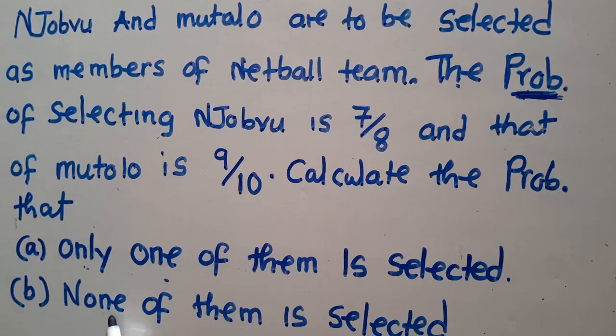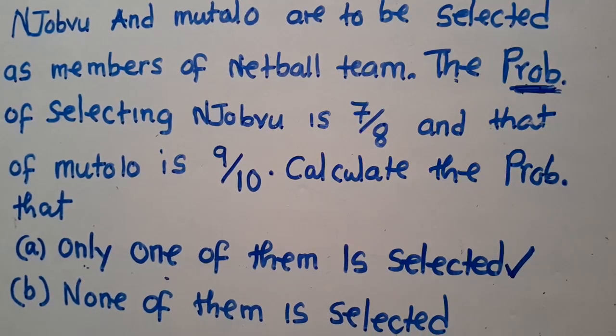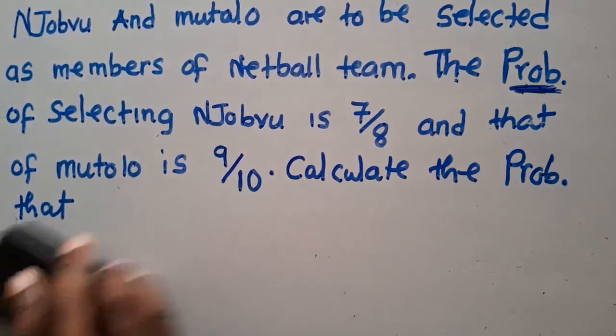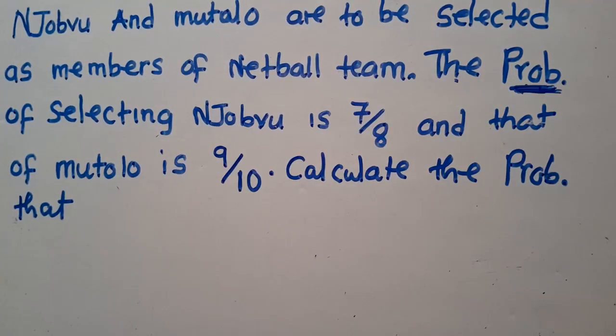The other question is saying none of them is selected. So we find the probability. The first question is that only one of them is selected. The other question is none of them is selected. So how can we answer this question? How can we go about this question? So we are answering this first one, which is saying only one of them is selected. So how do you answer that question?